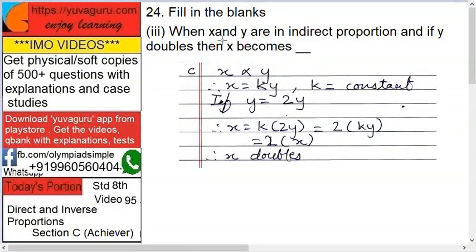Next, when X and Y are in indirect proportion, and if Y doubles, then X becomes... here indirect means inverse. Okay. X and Y are in.